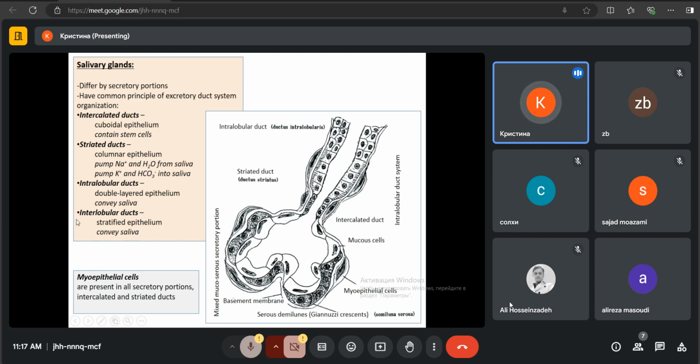And then finally go interlobular ducts. They are the largest. They have two or three or more layers of epithelium, so the epithelium there will be stratified, and they also just convey saliva. The largest duct will be the major duct, which leads to the oral cavity.